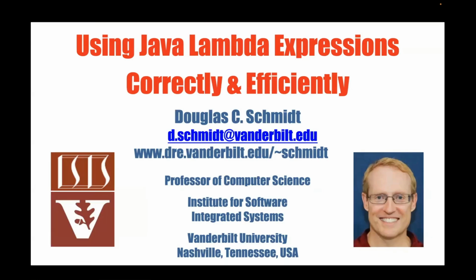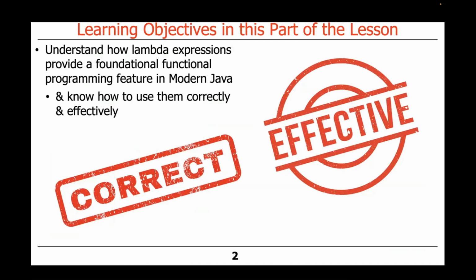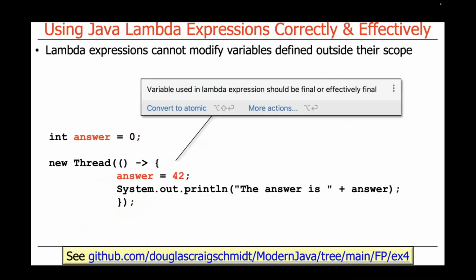So we're now going to talk about how to use Java Lambda expressions correctly and efficiently. And this will build on our earlier discussion of what a Lambda expression is and then show some interesting ways they can be applied. So one thing to keep in mind about Lambda expressions, you can't use them to modify variables that are defined outside of their scope.